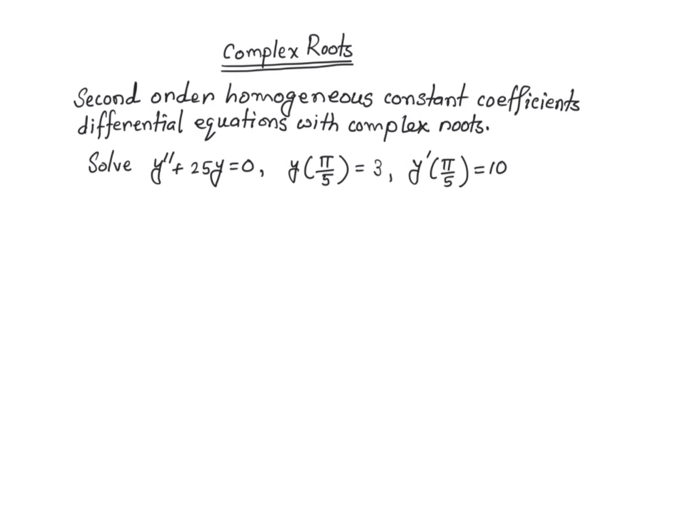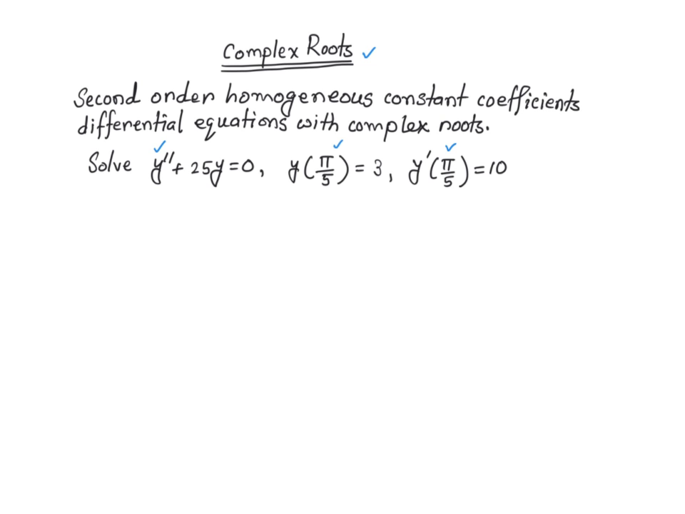In this video, I am going to solve this differential equation that has constant coefficients, and the characteristic equation has complex roots. The differential equation is y double prime plus 25y is equal to 0 with initial conditions y of pi over 5 is equal to 3 and y prime of pi over 5 is equal to 10.